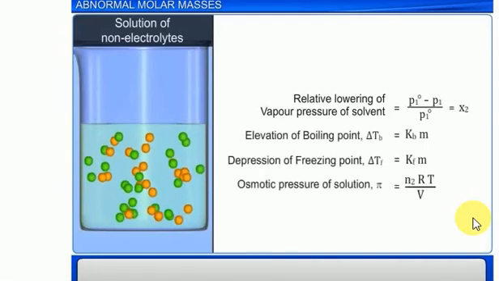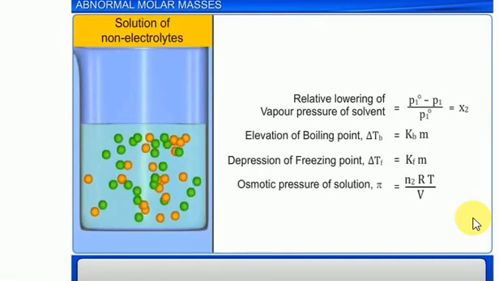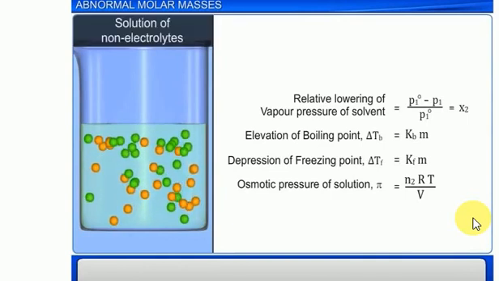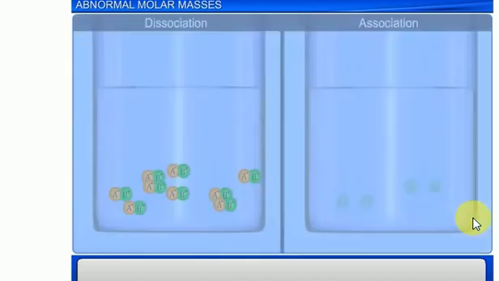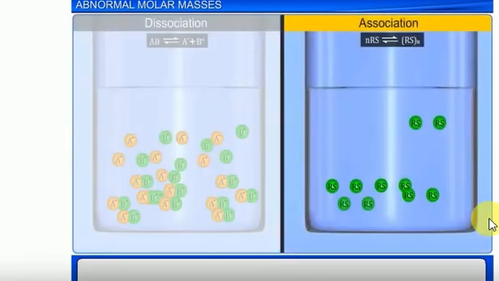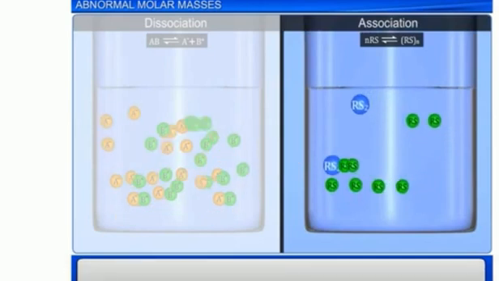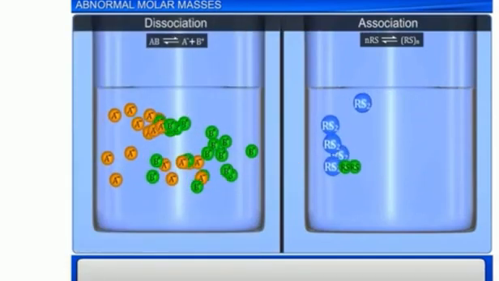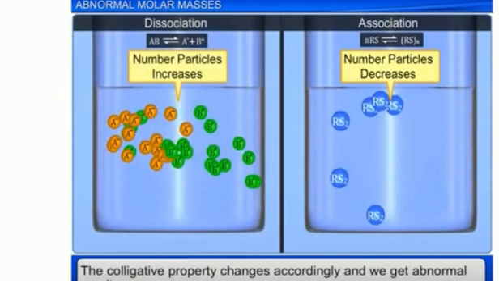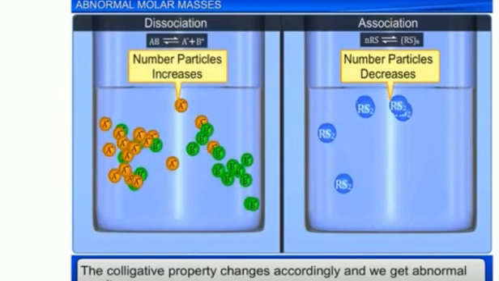The formulas derived for colligative properties hold good only for solutions of non-electrolytes, as there is no change in the molecular state of the solute. When a solute undergoes dissociation or association in a solution, then the number of particles of the solute in the solution increases or decreases respectively. Thus, the colligative property changes accordingly and we get abnormal results.